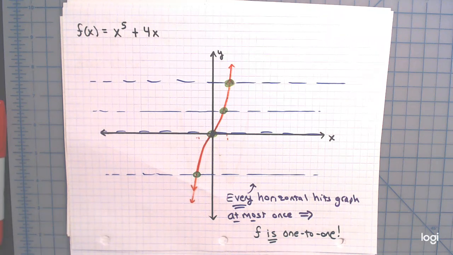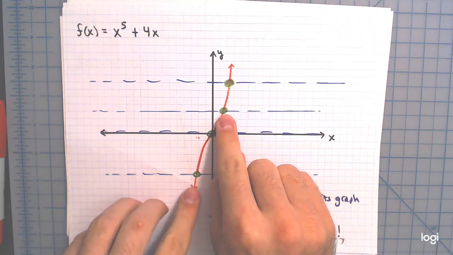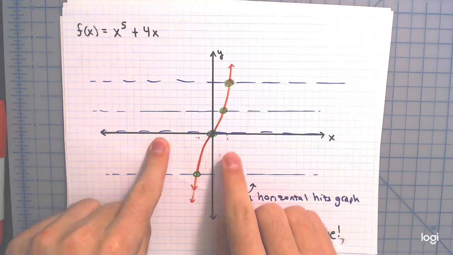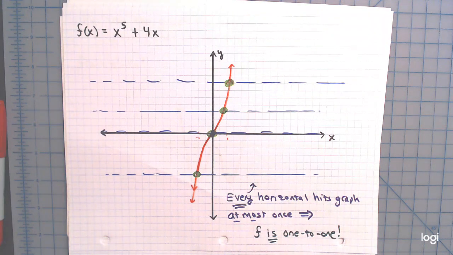Great. And remember what the definition was, right? Every pair of different inputs will give you different outputs. Here's -1 and +1, giving me totally different outputs. -5 and +5, totally different outputs. Every pair of different inputs will give me different outputs. That is what it means for a function to be one-to-one.